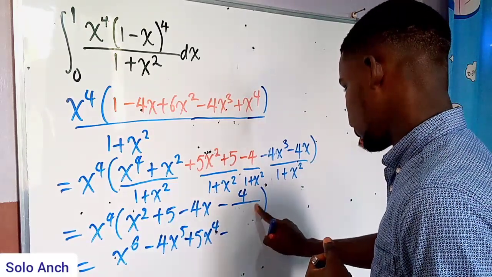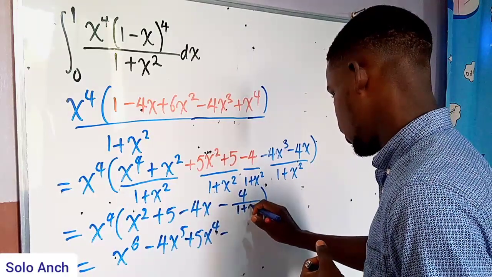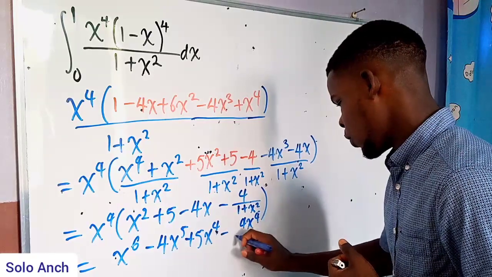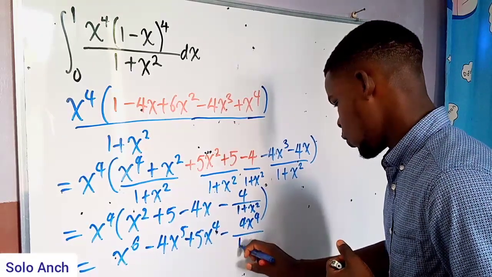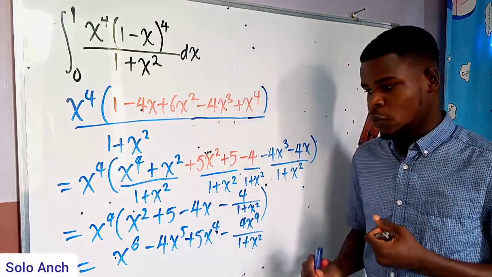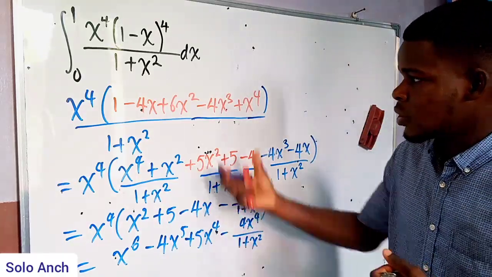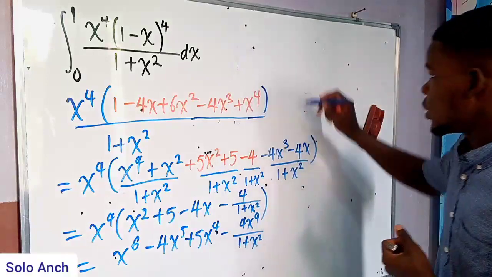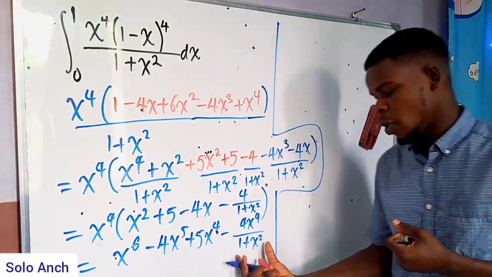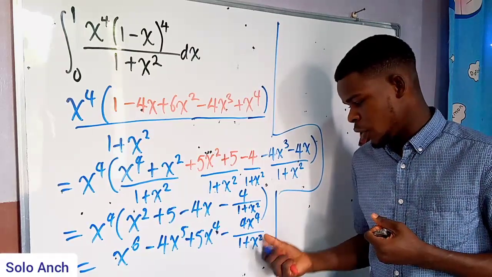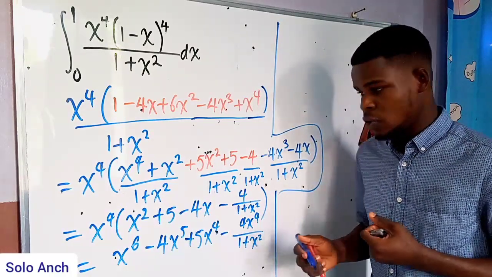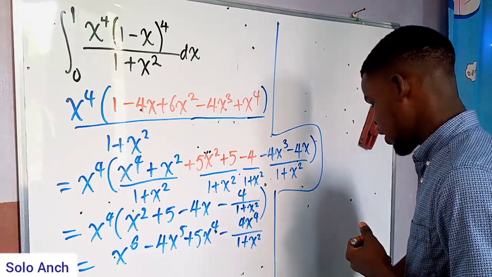Let me write this one well so that I can have a little space. Okay, so that will be minus 4x raised to the power of 4. We divide it by 1 plus x squared. Okay, that's nice, isn't it? So what we've done there is that we've rewritten the original thing, but this last term is still an improper fraction. Take note, the degree of the numerator is not less than the degree of the denominator, so we can still rewrite this last term. I'm just going to rewrite the last term only.